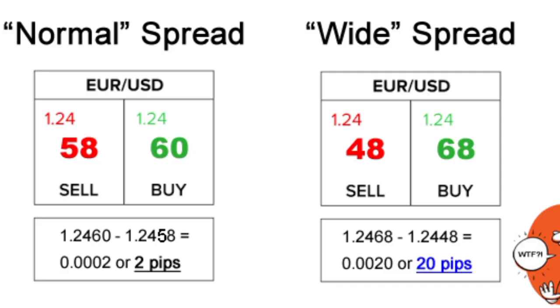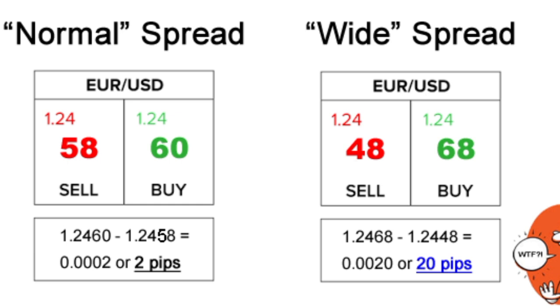So now we have the normal spread and the wide spread. For example, the Euro USD, we have 1.24 and we have 58 and we have 60. That is, we have sell 58, we have buy 60. So if you come down now, we have 1.2460 minus 1.2458, which gives you 2 pips or 0.0002. You get the point. Now our spread here is 2, which is fine. Sometimes you can get a spread of 10. I think 10 is the maximum, which is normal or which is cool.